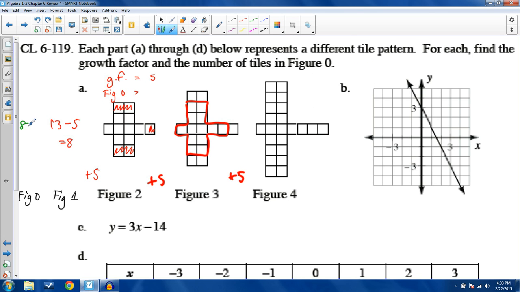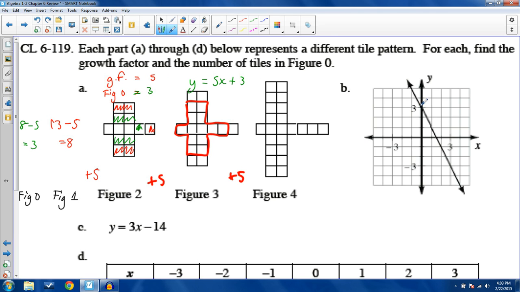We'll do 8 minus 5, which is 3. Or figure 0 would take away this part, and that part. And all that's left are those 3 tiles right there. So figure 0 has 3 tiles, like that. If I wanted to write a rule, it would be y equals 5x plus 3.